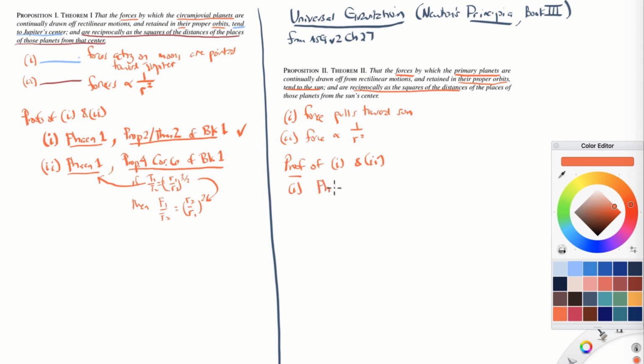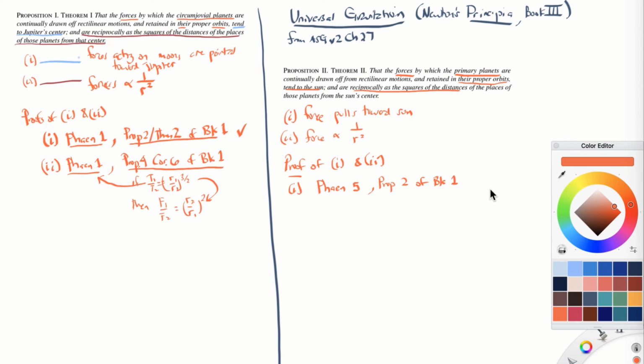So first of all, he invokes in book 3 phenomenon 5. Remember phenomenon 5, that is where he was noting that the planets, when they are orbiting around the sun, are sweeping out equal areas during equal periods of time. And if you consider equal areas being swept out in equal times, and you also consider proposition 2 of book 1, going back to that, that's the same one we invoked over here.